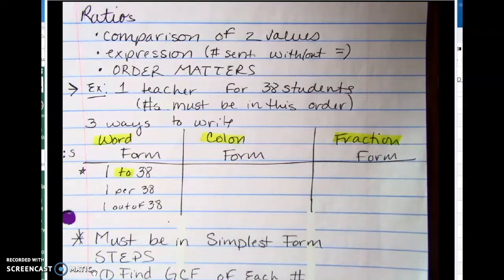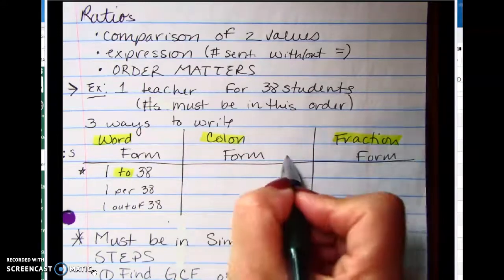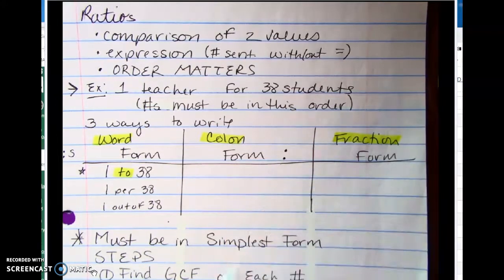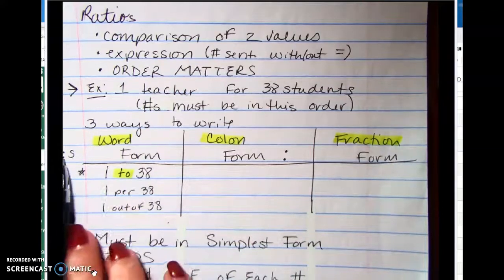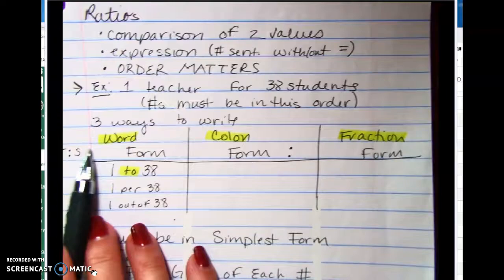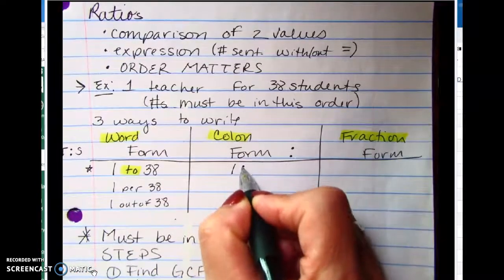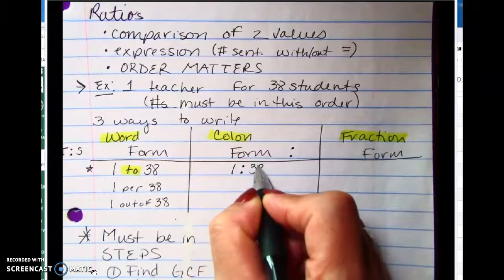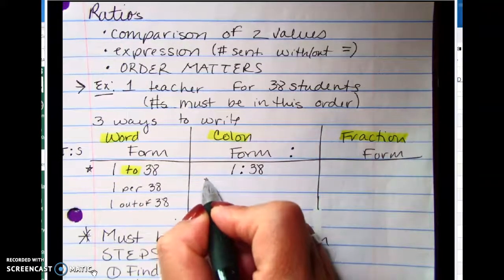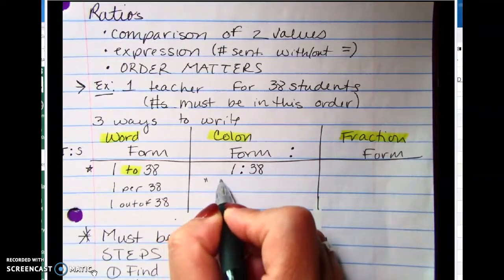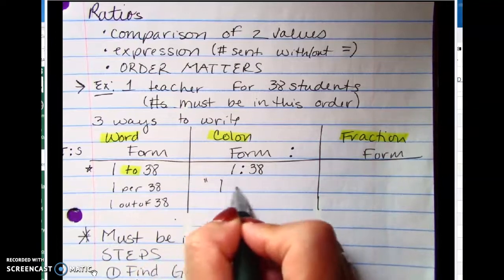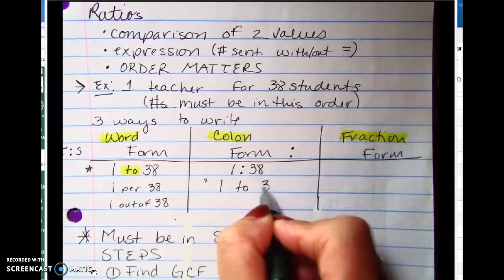Next, there is colon form. A colon, we use that in English and in writing often, and that's what it is, but it's also a mathematical symbol as well. How do we write teachers to students? Oh, here's a clue, teachers to students. So it would be 1 to 38. That's colon form. And what we would say is just what we said in word form, 1 to 38.